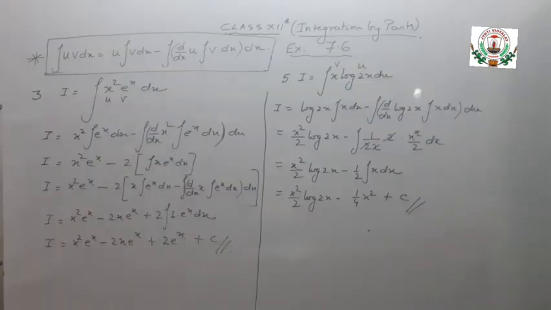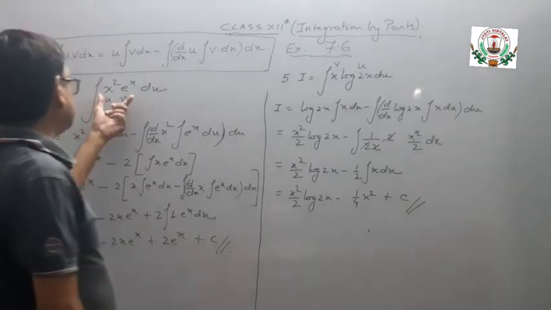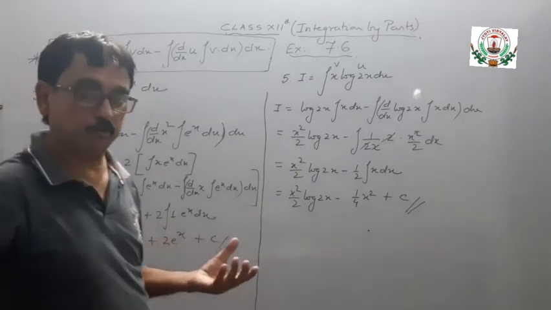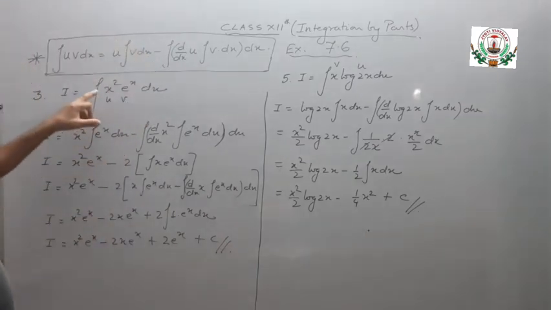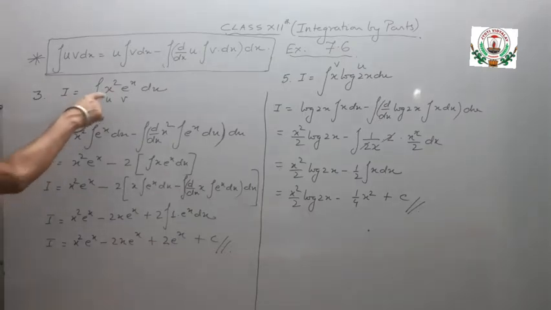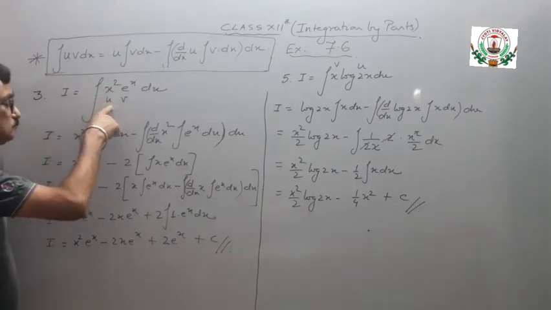Now question number 3, integration x square e to the power x. Here also, for both the functions x square and e to the power x, the standard integration is known to us. But as we do the successive differentiation of x square, 2x, 2 and then 0, the successive differentiation of x square vanishes out. So therefore we are going to take x square as the first function.